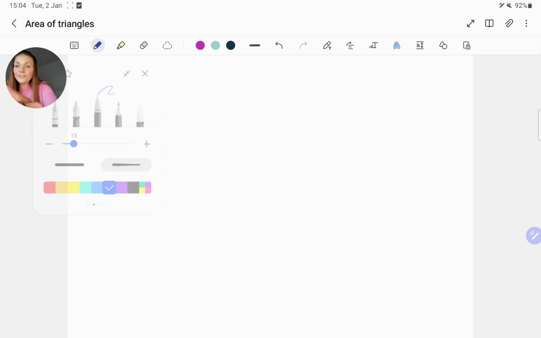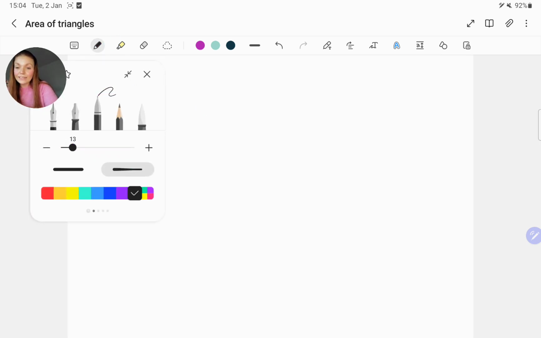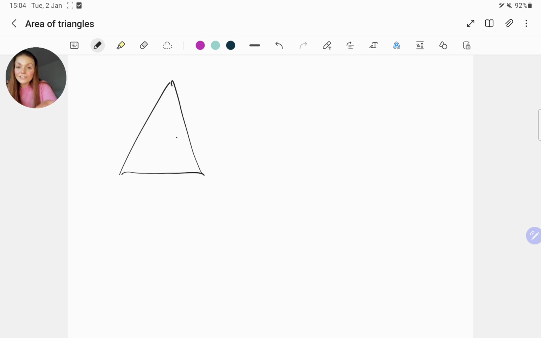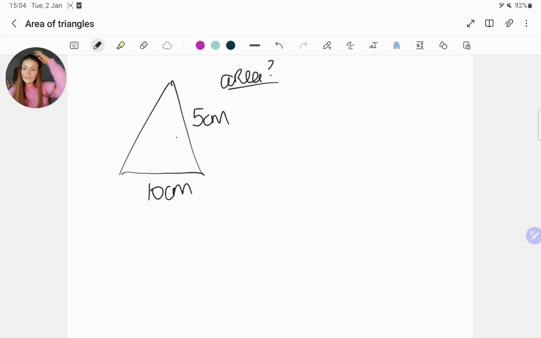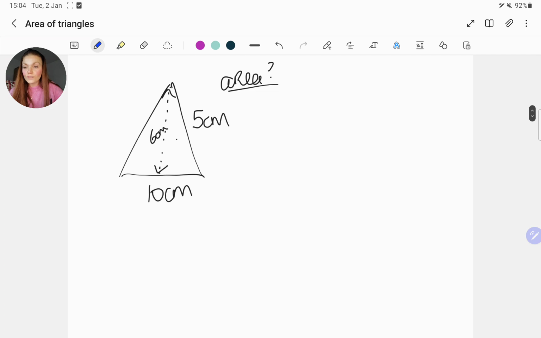Okay, so if you were in your exam and you were given a triangle like this and they've asked you to find the area of this shape, we've been told we've 10 centimeters here and 5 centimeters here, and I'm going to draw your attention to this part. They're saying that's 6. So in your exam, you'll maybe be given a triangle like this and you're asked to find the area. So first thing we need to look at is, how do we actually find the area of a triangle?